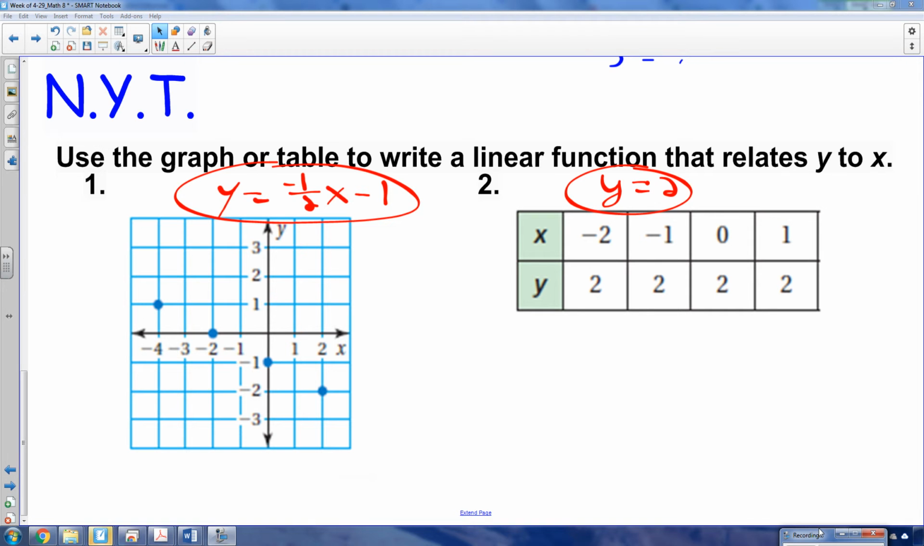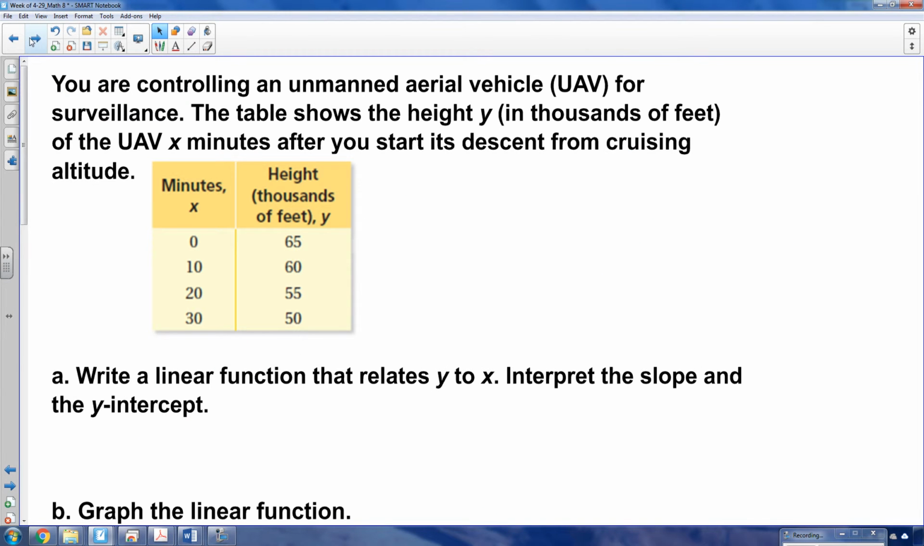So now let's talk about how we could do this in a real world problem, like a situation that happened. So you're controlling an aerial vehicle. I guess you're controlling a drone, which is what it sounds like, an unmanned aerial vehicle. So we can just call that a drone. And this shows the height of the drone certain minutes after you start going from cruising altitude. So you're going down basically as time goes. So the drone is eventually going to come down to the ground, I guess. So let's look at a linear function for this thing.